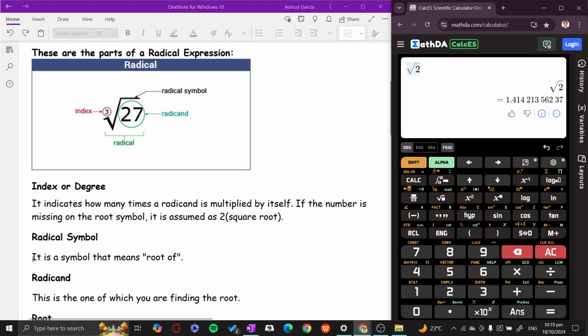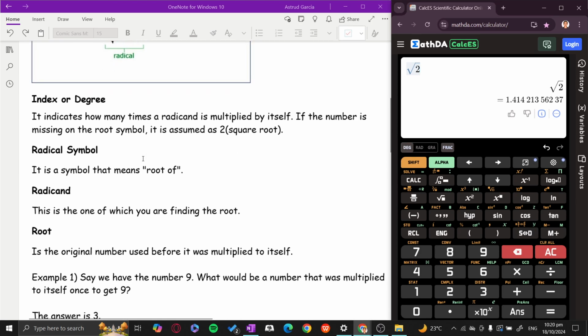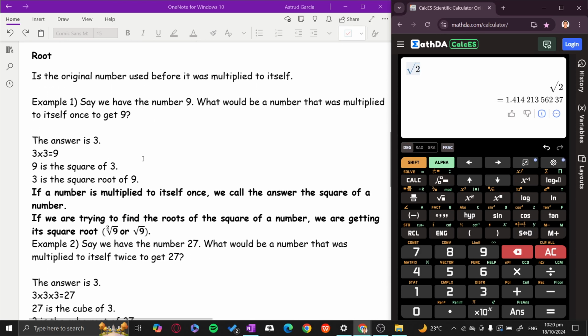So the radical symbol is a symbol that means root of. This is the radical symbol. Next we have the radicand. This is the one of which you are finding the root. So for you to understand this better, let's talk about what a root is. A root is the original number used before it was multiplied to itself.